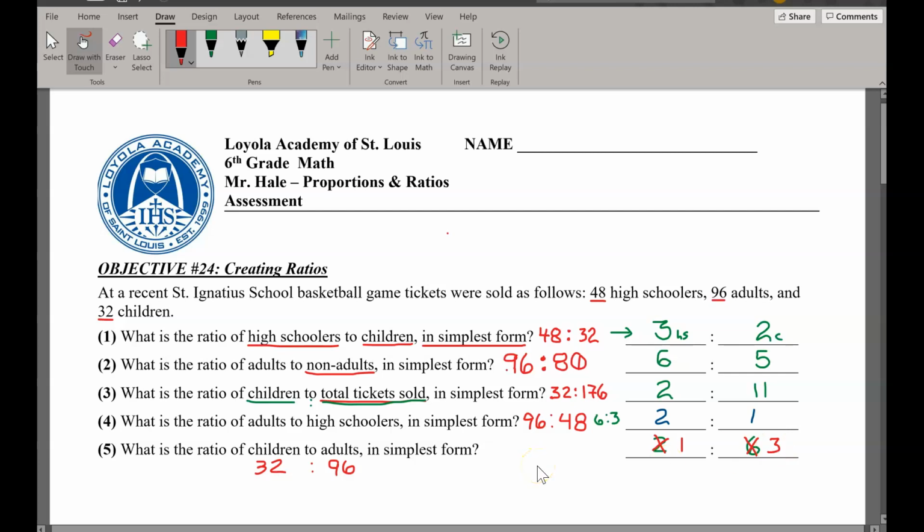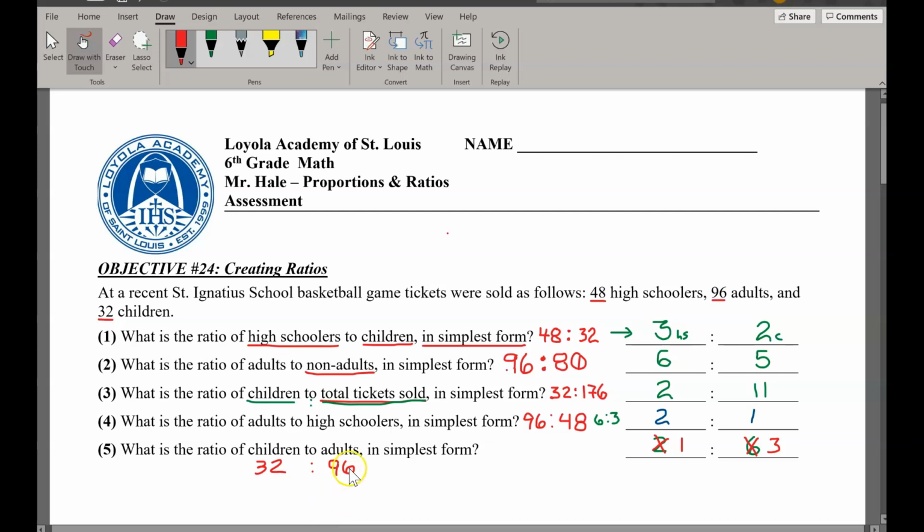To wrap up, a ratio is just a comparison between two amounts of things. So the steps to take: write down the actual numbers of each thing, 32 children, 96 adults, put a colon between them. That may be the end of the problem for you. You may not be able to simplify. If you can simplify, you should, just like we do with a fraction.